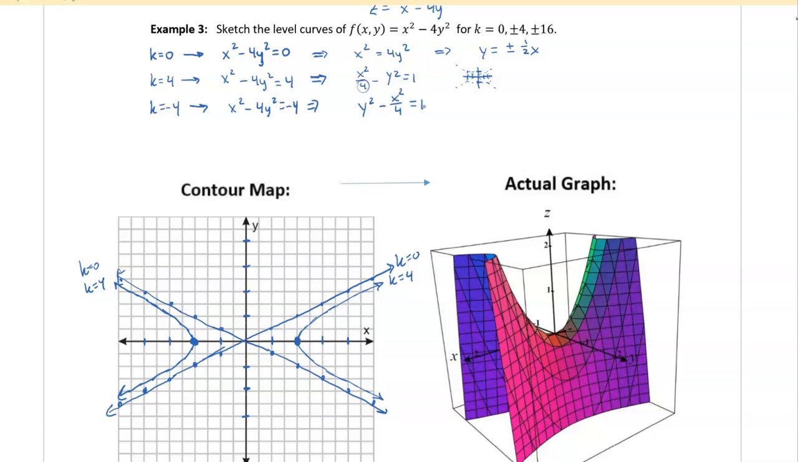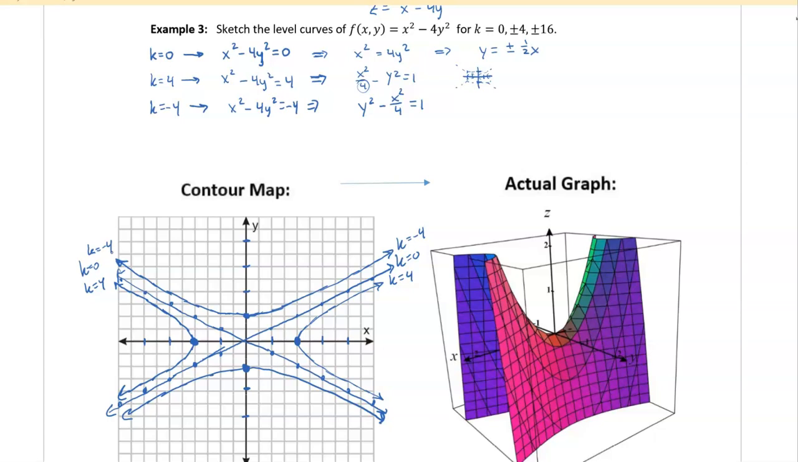Because we're opening in the y direction, we need to put our vertex a distance away from the center of whatever's underneath the y squared, which is 1 squared. So we're going to go 1 in the positive y direction, excuse me, in the negative y direction. And from there, you draw your hyperbola that, again, gets close to the lines, which are our asymptotes. So draw something like that. And that is for our k equals negative 4.